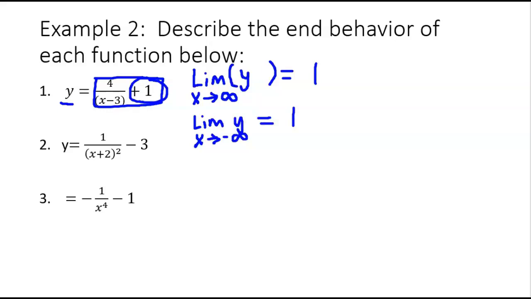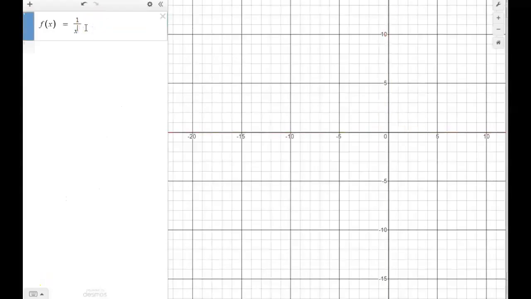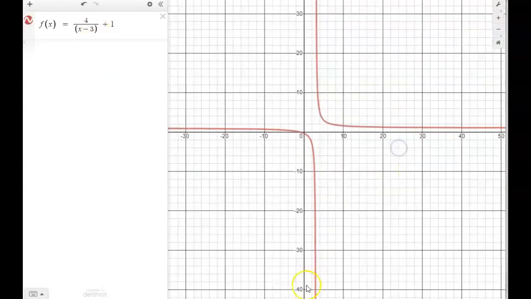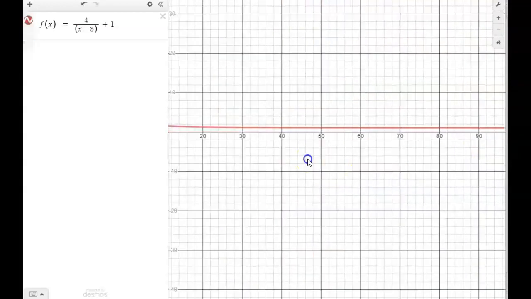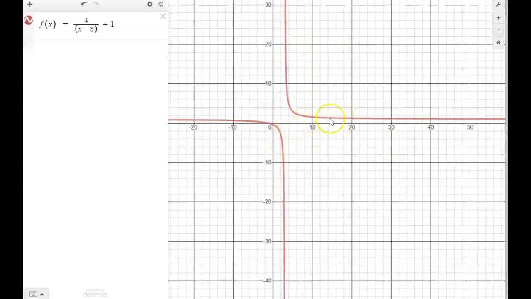Now, before I move on to number 2, I just want to demonstrate that once again using Desmos real quick, and then we'll do number 2. So let's put that new function in there. The new function we're working with is 4 over x minus 3 plus 1. There's that. Now, as you guys can see, as x goes to the right forever, my y value gets closer and closer to 1 because that's where the horizontal asymptote is now, because it's been shifted up by that plus 1.